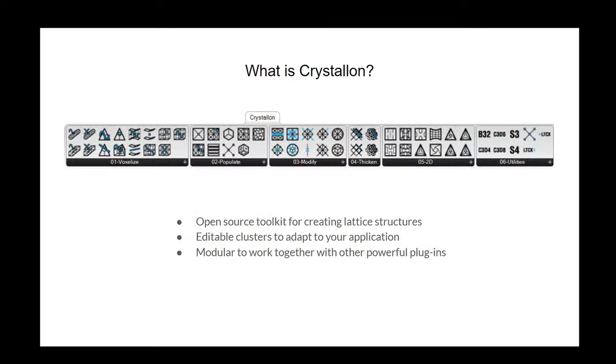So if you don't already know, Crystallon is an open source toolkit for generating lattice structures. One of the most important things I took into account when making it was modularity, to work together with other powerful plugins. So I wanted to make sure that during any part of the design process, the outputs are compatible with other plugins such as Millipede. So Crystallon will always output your lattice as either single line beams, meaning lines between 2 points, or as a mesh surface, which can be used as shell elements. Then after a simulation, the results from Millipede can be used again with other Crystallon components, like the thickening tools or other things.